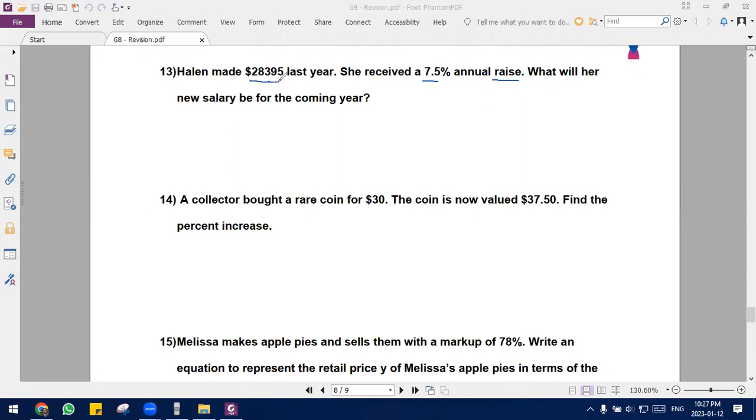So this is the original value. As I explained before, the original value, we consider it as 100%. So she is getting 100% plus 7.5%, which will equal 107.5%. So this is to find the new salary for her. Now we need to multiply the original value with the percent.